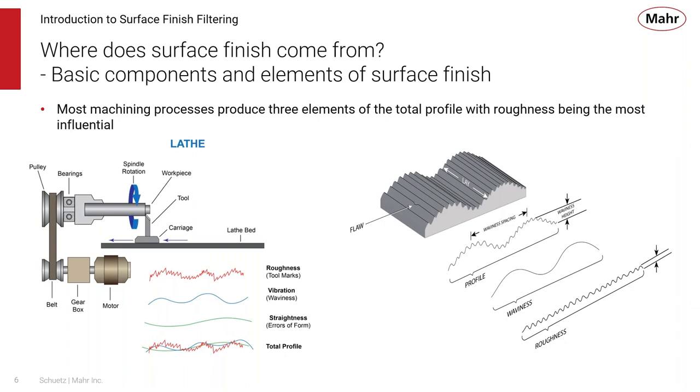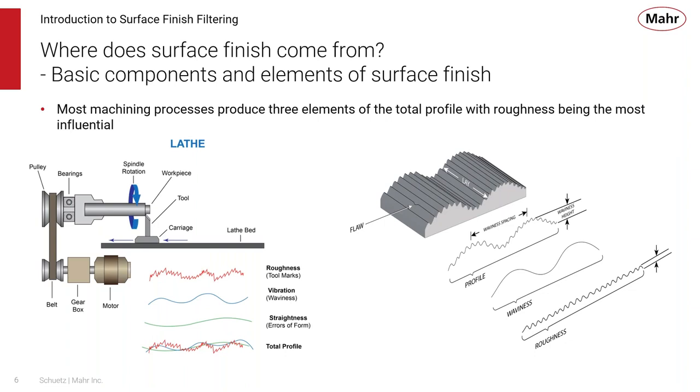So where does the surface finish come from? Well, it comes from the manufacturing processes. Most machining processes produce three elements of the total profile, with roughness usually being the most influential. Here's our typical lathe, for example, and it has a motor and a gearbox, a pulley going through some bearings to a rotating spindle, and on the carriage is the tool, which is part of the lathe, and all those different parts of that machining process put their own signature on the surface of the part.